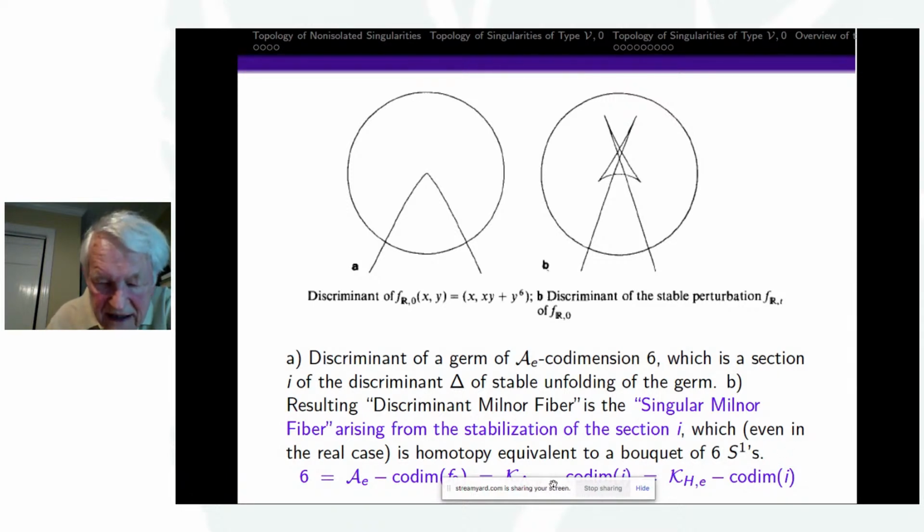And I don't know whether you can see it because there's something hiding on my screen. But the AE codimension, this KH codimension, is the same as the KV codimension. And in fact, there's a general result that in the nice dimensions, these two middle numbers are always equal. So in fact, this is how we recovered the result, that when you deform the discriminant in the nice dimensions of a weighted homogeneous germ, then you get a bouquet of spheres, and the number of spheres is exactly the AE codimension. So this is an analog of Milnor's result.